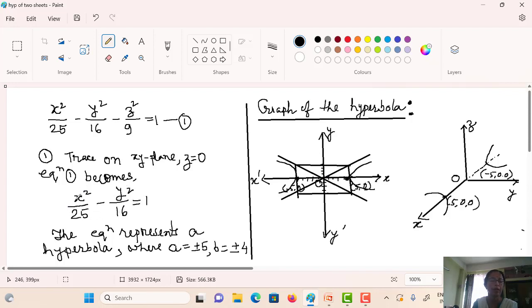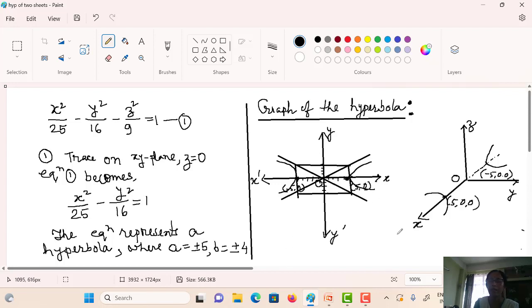But here a is bigger than b. a is plus minus 5 and b is plus minus 4. So the length of a is bigger than the length of b. Therefore the curve opens up on the right and left side of the x-axis. So we draw the curve this way. Here it is in a 2D figure and we try to draw it in a 3D figure. So it looks like this one. So this is the x-axis. Here we have only the xy plane, that is this one, the xy plane.